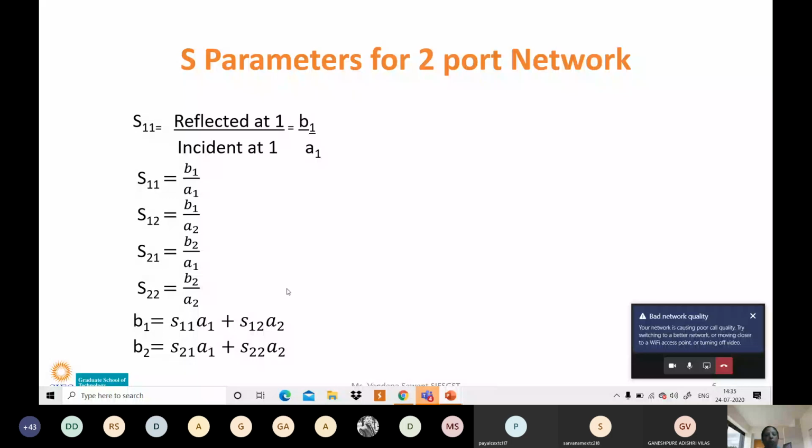So like this we can write these two equations for the output signals B1 and B2 in terms of S parameters and input parameters. So you can write these two equations. I hope all of you have already written. Those who have not written, they have to write. Okay, we will move further then.